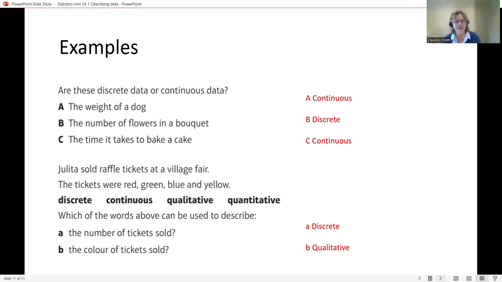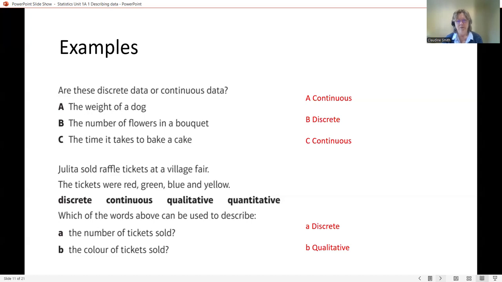So if we look at the solutions, the weight of a dog is continuous data. You measure the weight of a dog or the mass of a dog, and it can take any value on a continuous numerical scale, depending on how accurately you want to measure the mass of the dog. The number of flowers in a bouquet is discrete.